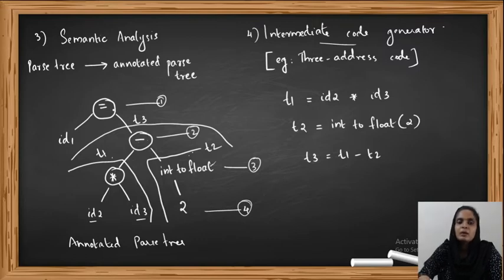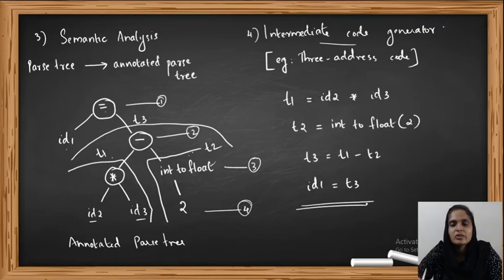Now we move up to the top level and the only one operation to be performed is the assignment operator. So what do we have to do? We can see that ID1 is equal to T3. So we can simply write ID1 is equal to T3. So this is our intermediate code, the 3 address code.